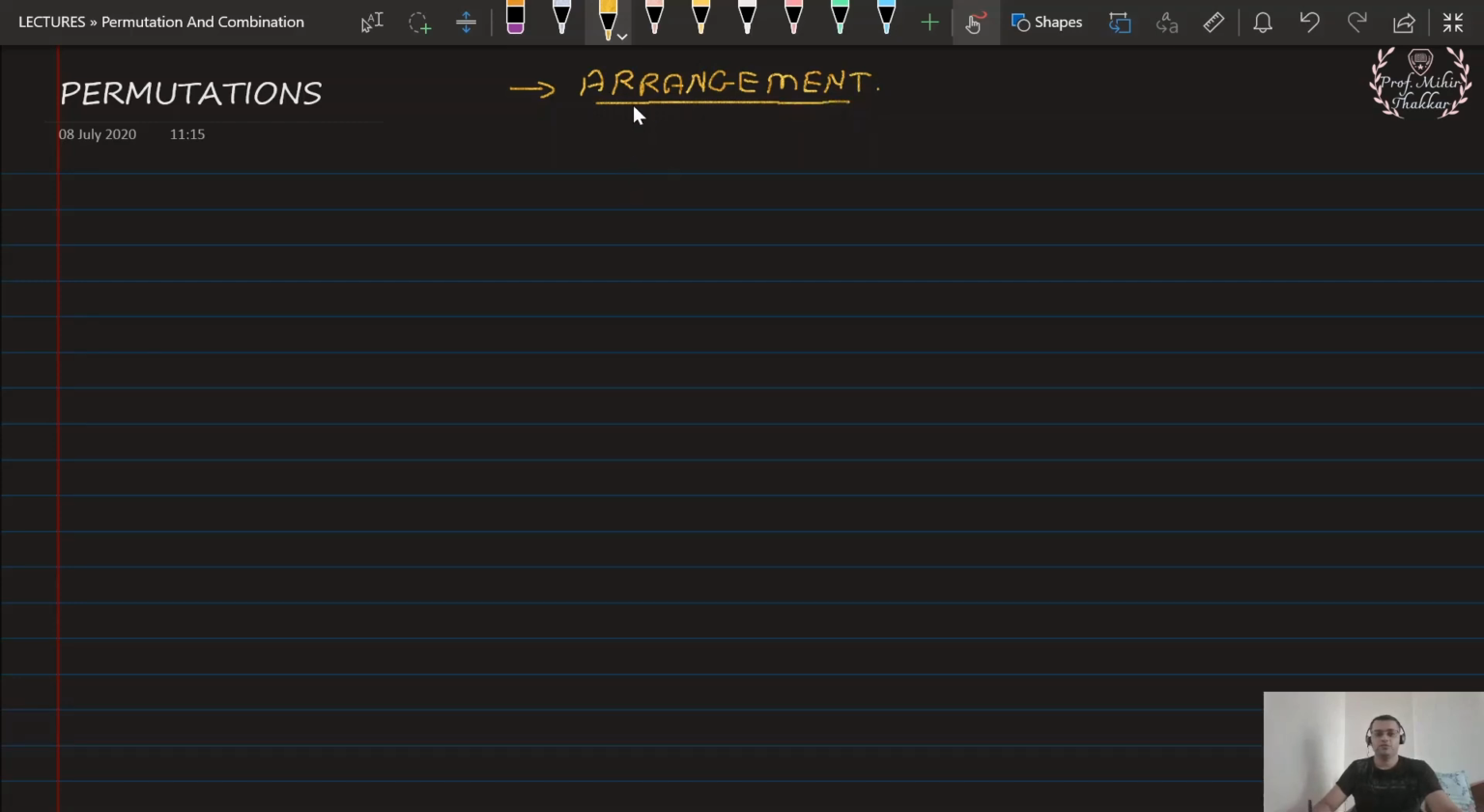Whenever we have to make the arrangements of some objects, we use a technical word called permutation. So basically you should just remember it like this: whenever you come across the word permutation, the first thing that should come to your mind is that the question is talking about arrangement. That is one very important thing that has to be very clear in our mind.